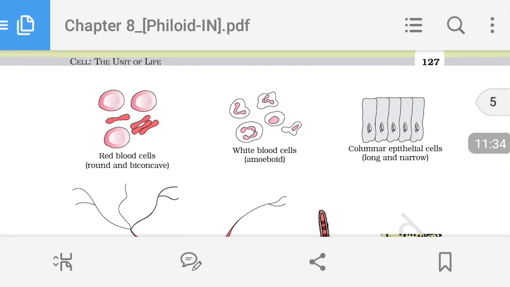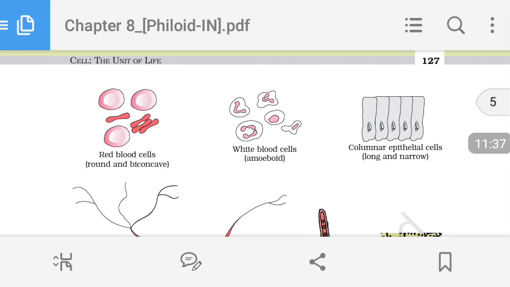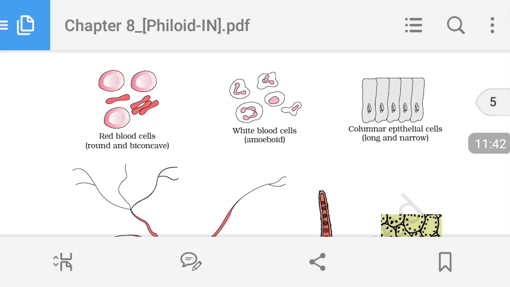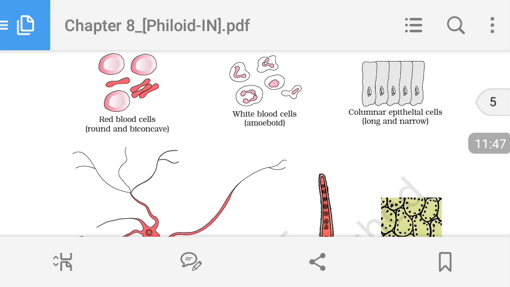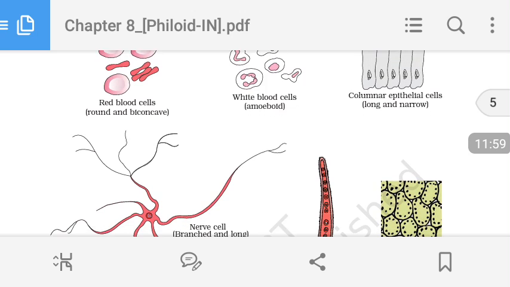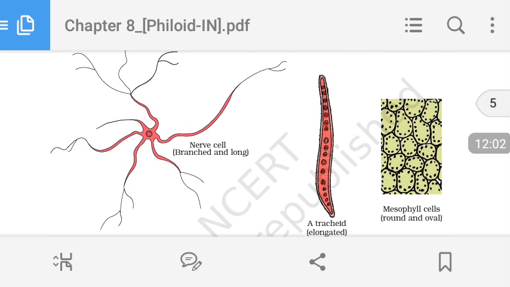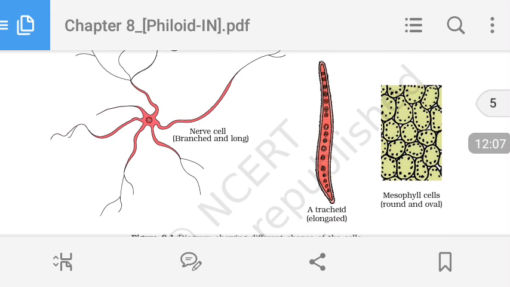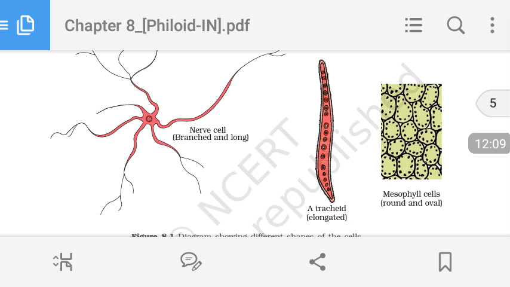This is the red blood cells which combine with hemoglobin and give color to our blood. Then white blood cells, they help in fighting against an invasion of bacteria. Then columnar epithelial cells, do comment where these columnar epithelial cells are found in our body. Then the nerve cells, the largest cells, these are tracheoid. Then mesophyll cells are found in plants.